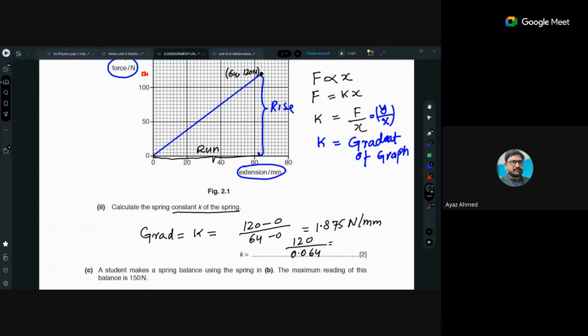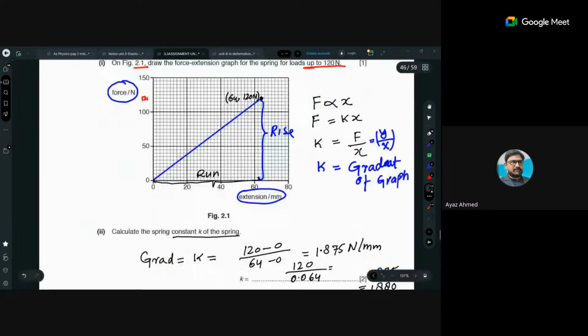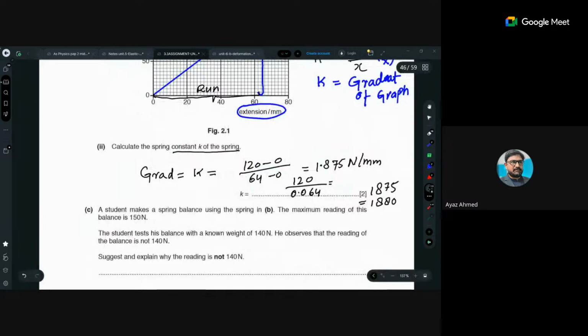Well done, you have a calculator. Okay, 1875, which is almost equal to 1880. And for two significant digits, because the data is represented to two significant digits, we will write this number as 1900. So it is 1900 Newton per meter. Okay.